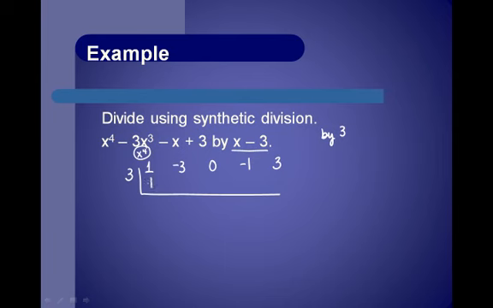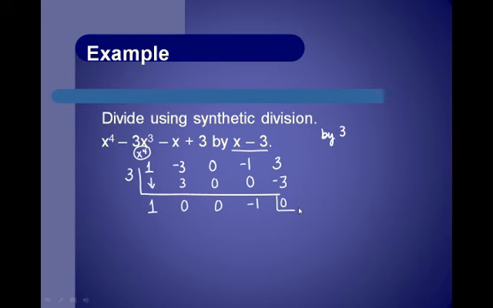So synthetic division. Drop the first term. Then you start multiplying and combining. 3 times 1 is 3. -3 plus 3 is 0. 3 times 0 is 0. 0 plus 0 is 0. 3 times 0 is 0. -1 and 0 is -1. 3 times -1 is -3. 3 and -3 is 0. That last term is your remainder, and that's what we were saying.